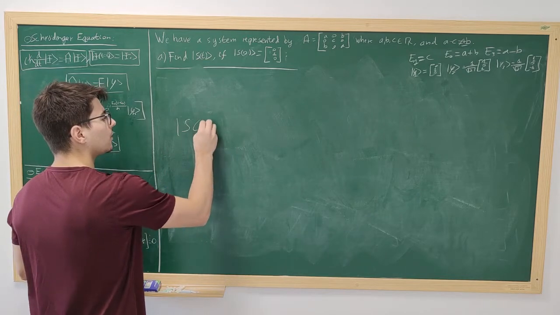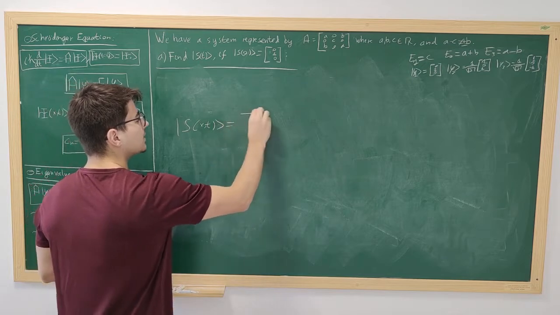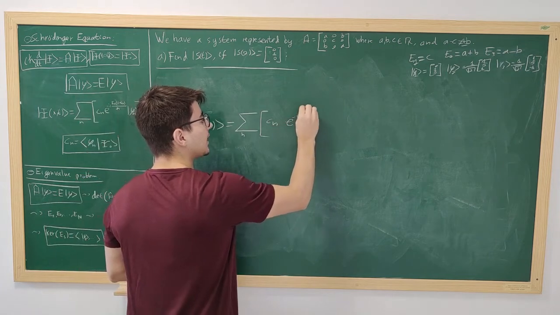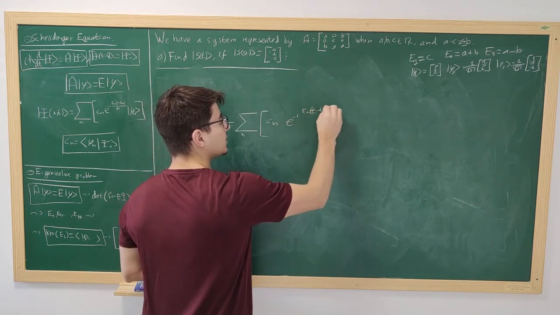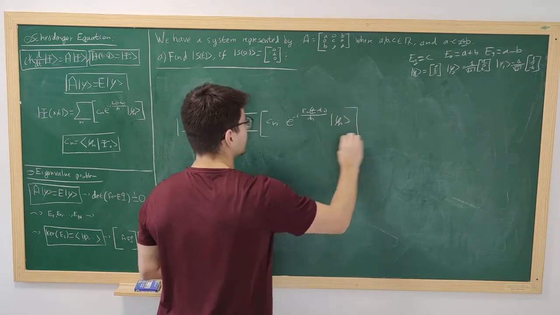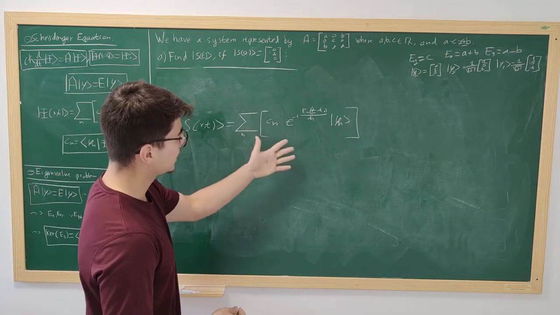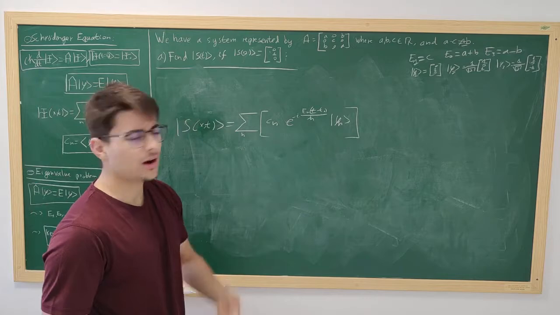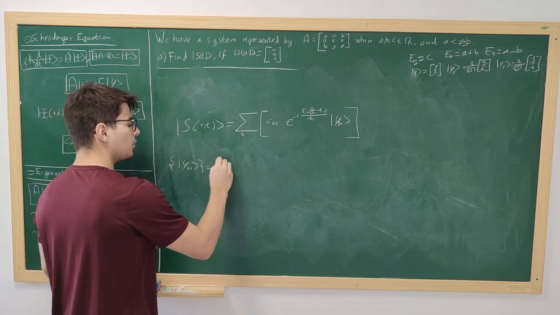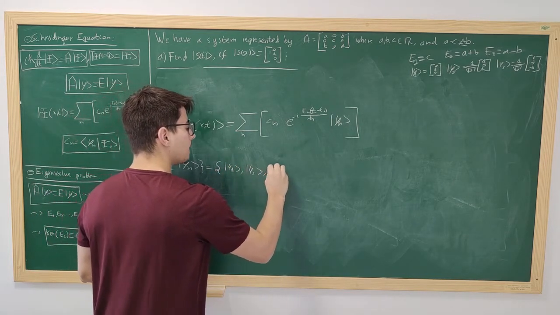Well, we can really just call it x of t. And this is the sum over all n of Cn e to the minus i En (t minus t0) over h bar times the eigenvector. Now, let's just split this into various parts. What are all our eigenvectors? Well, our eigenvectors are really just phi 1, phi 2, and phi 3.